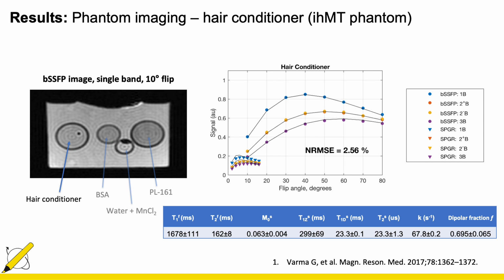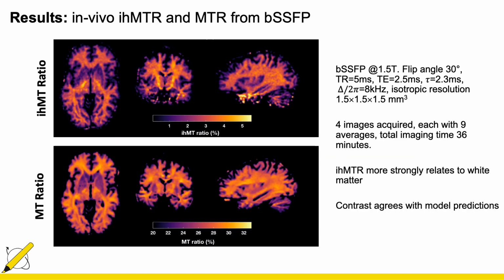Finally, other people have used hair conditioner as an ihMT phantom. There's a mention of it in Varma et al., shown at the bottom. Other people have also used it. And again, you can see a strong difference between the 2 and the 3-band excitations, which is the essence of the ihMT effect. So we also optimized our sequence to give strong ihMT contrast in vivo.